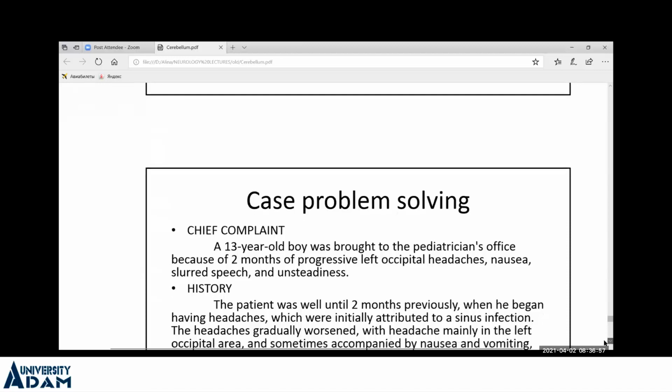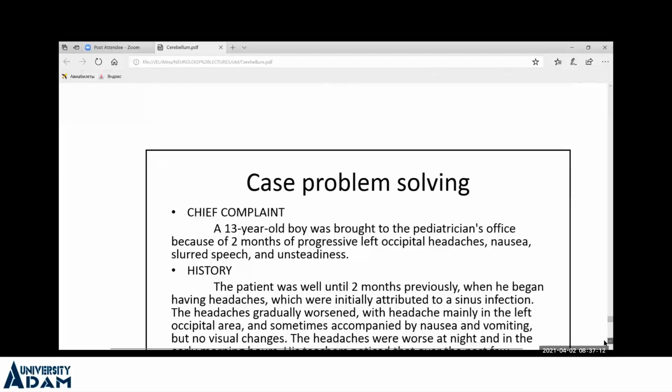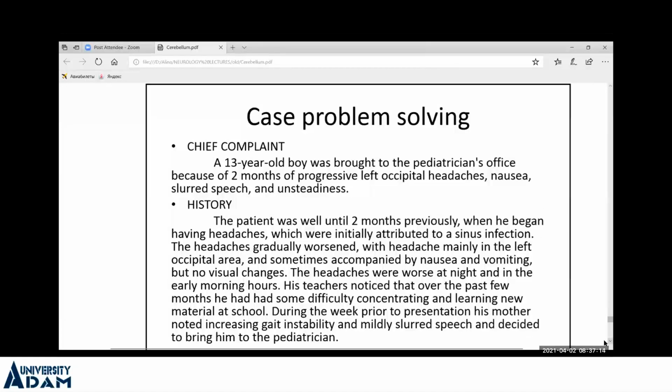Now let's talk about a case. A 13-year-old boy was brought to the pediatrician's office because of 2 months of progressive left occipital headaches, nausea, slurred speech, and nystagmus. The patient was well until 2 months previously when he began having headaches, which were initially attributed to a sinus infection.